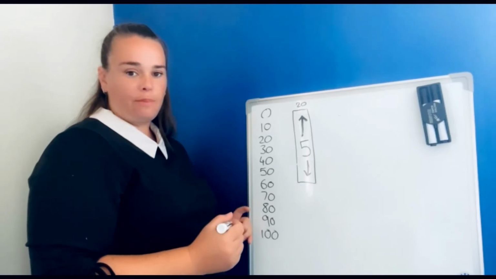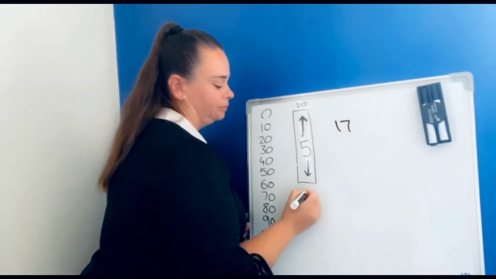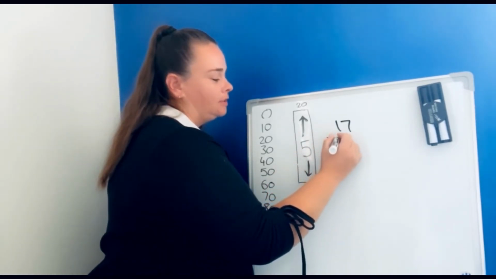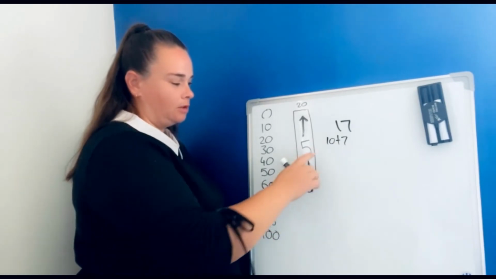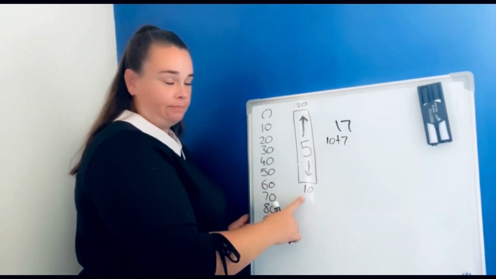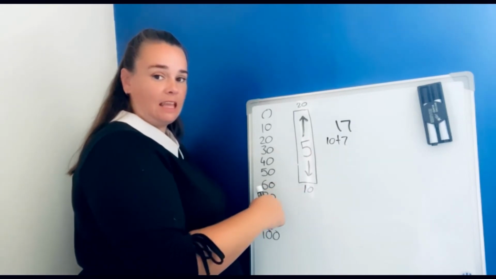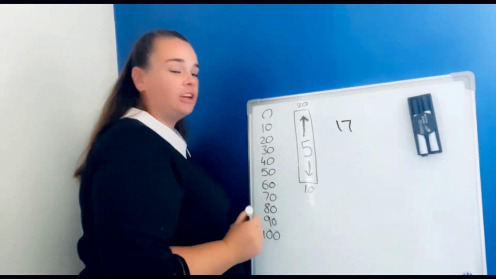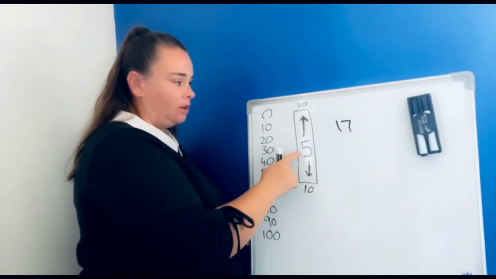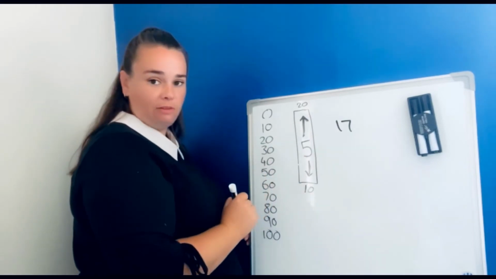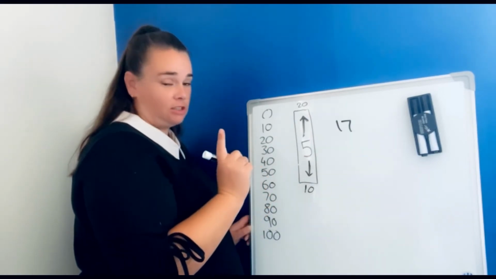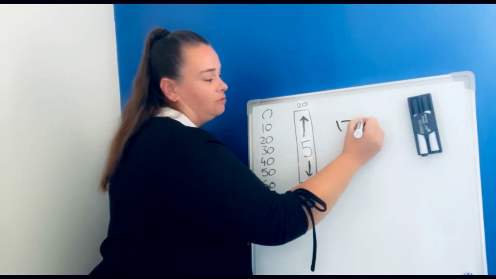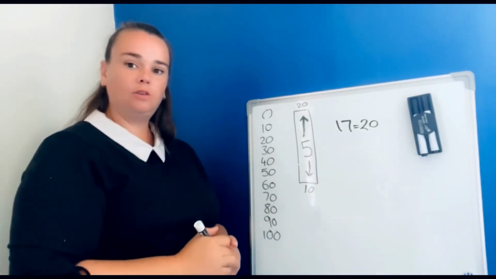Let's try the number 17. What makes up 17? 10 plus 7. So we can either round it down to 10, or we can round it up to the 10 that comes after 10, which is 20. Let's look at the number 7. Is 7 bigger than 5 or smaller than 5? It's bigger, isn't it? So that means we're going to be rounding it up. So 17 is rounded up to the number 20.